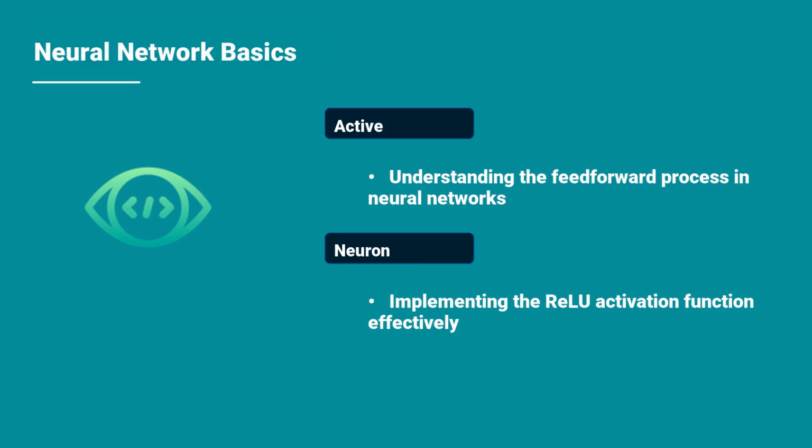In this code, we're going to define the ReLU function, which is essential for calculating the output of each neuron. To start, we initialize a random set of weights and biases. Next, we define our input data. Now, the magic happens in the feed-forward function, which computes the network's output.